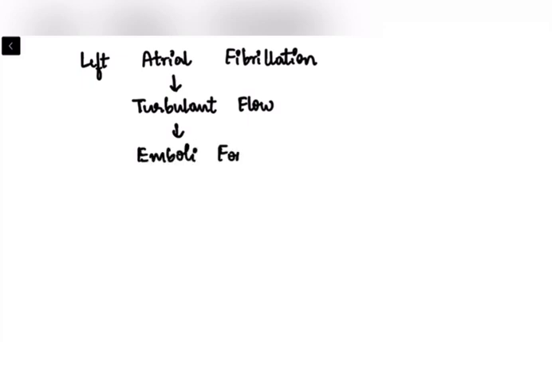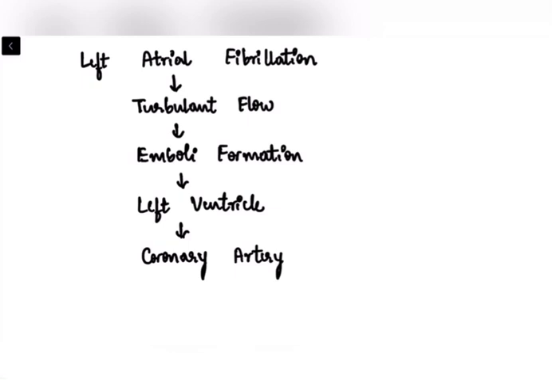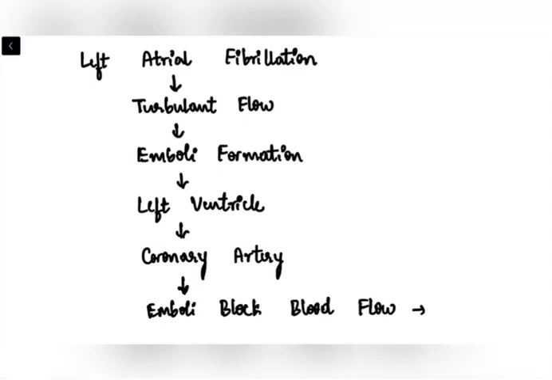Now let's discuss how emboli are actually formed in atrial fibrillation. Consider left atrial fibrillation. This atrial fibrillation leads to turbulent blood flow in the left atrium. That leads to emboli formation. Blood from the left atrium goes to the left ventricle. From the left ventricle, it is pumped to the heart through the coronary artery. While going in the coronary artery, the emboli block the coronary artery. That leads to decreased blood supply to the heart.